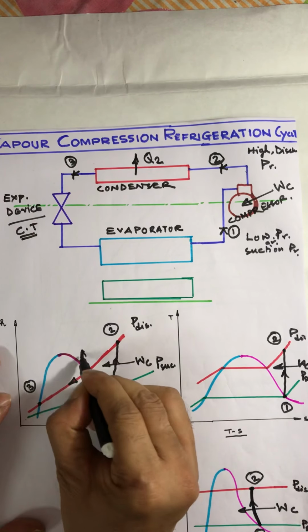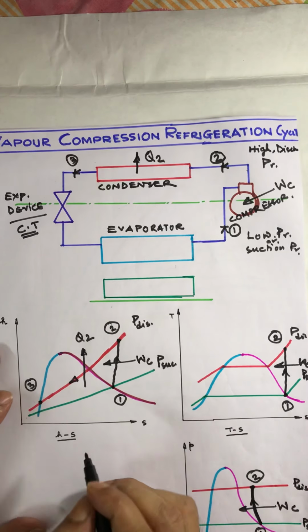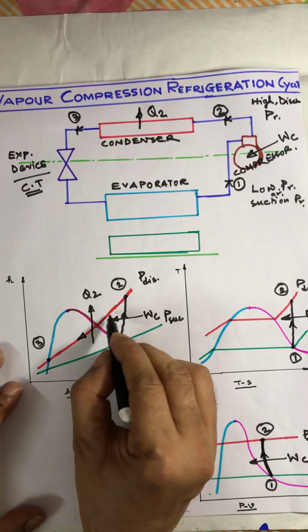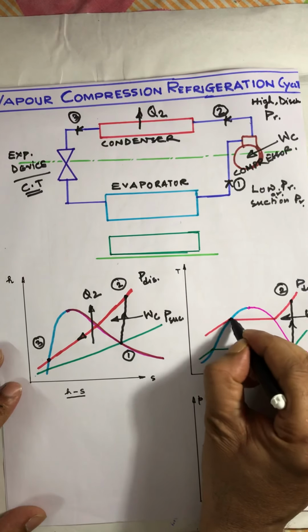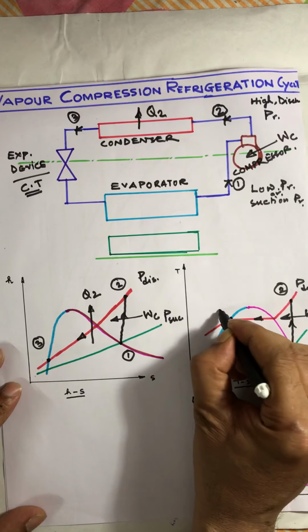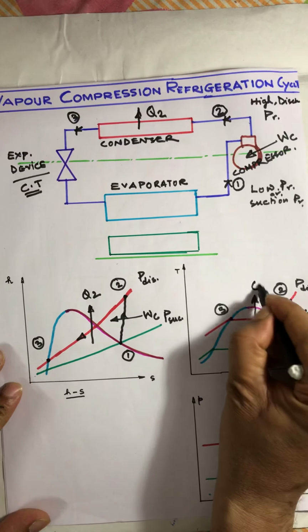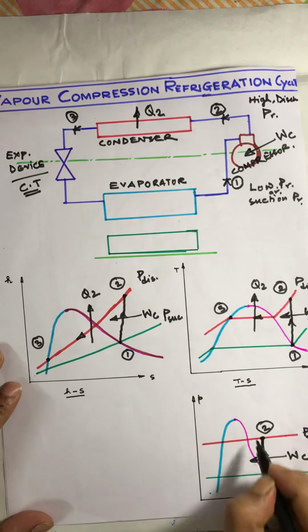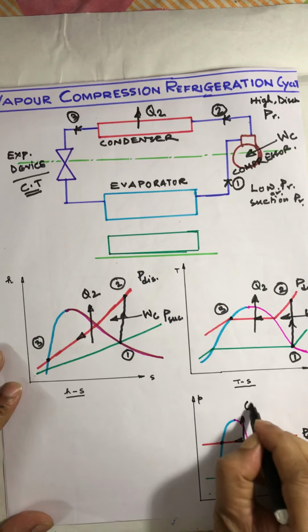How much amount? Q2. For that particular case, we assume the working fluid becomes saturated liquid and heat is rejected. On the TS diagram, that will be the 2 to 3 process. Q2 amount of heat will be rejected from the system in the 2 to 3 process.